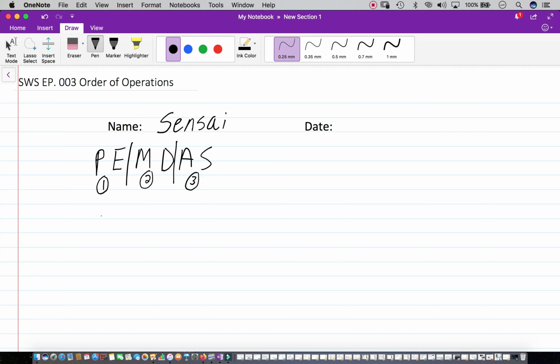So for our first house, parentheses and exponents, if I have numbers inside of a parentheses, like 3 plus 2, I could also have something like 4 times 6. You can put different numbers and operations inside of a parentheses. Those go first. Then we have exponents.